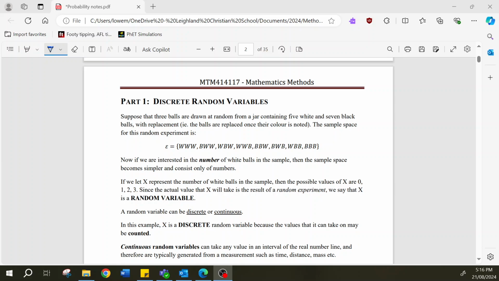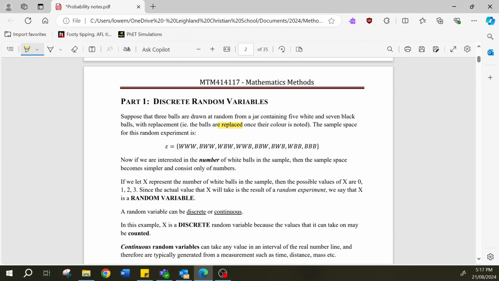So if we just start by looking at a particular example that we have here, with 3 balls drawn at random from a jar. So what we're saying is that there are 5 white and 7 black balls, with replacement. And when you hear that term in probability, this idea of replacement is that the balls are put back once they're taken out and noted.